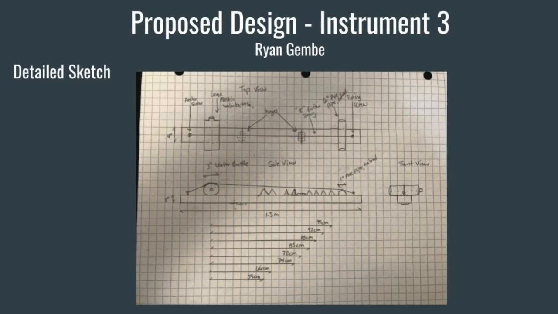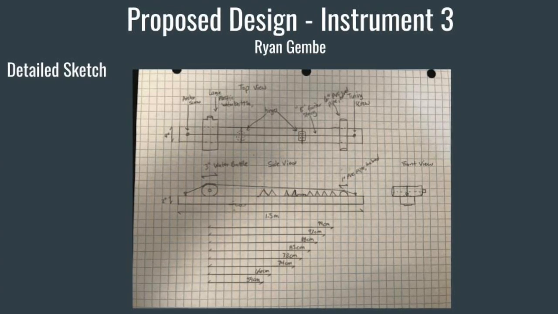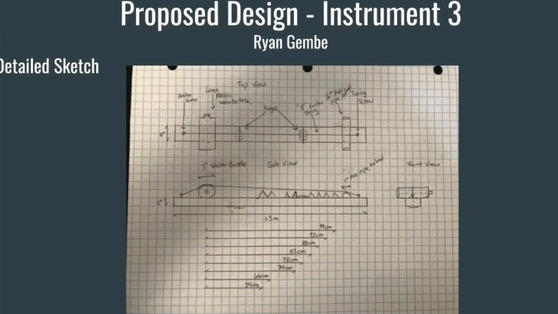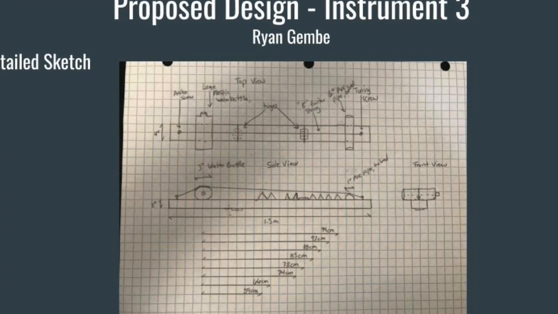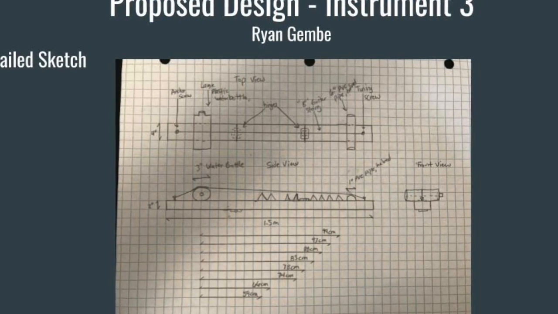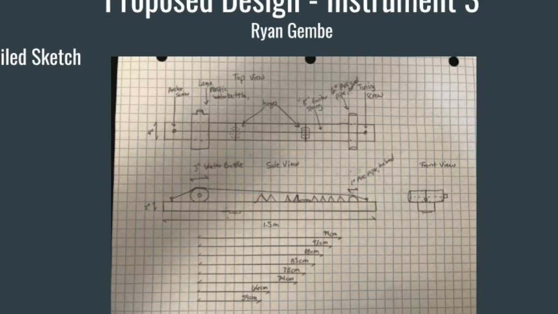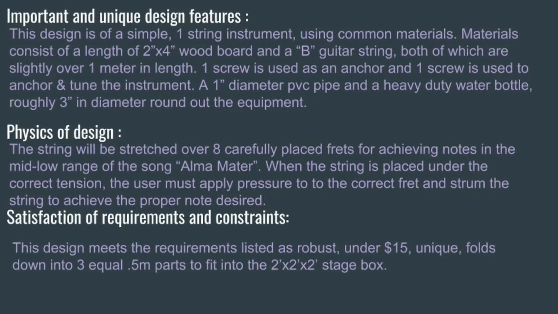Design 3 is a simple, one-string guitar-like instrument. This instrument is approximately 1.5 meters long, and it breaks down into 3 sections with 2 door hinges, so that each section is half a meter long and can fit into the 2x2x2 stage box. The overall length was determined by calculating the string length required to achieve all the notes in the mid-low range for the song ASU Alma Mater.